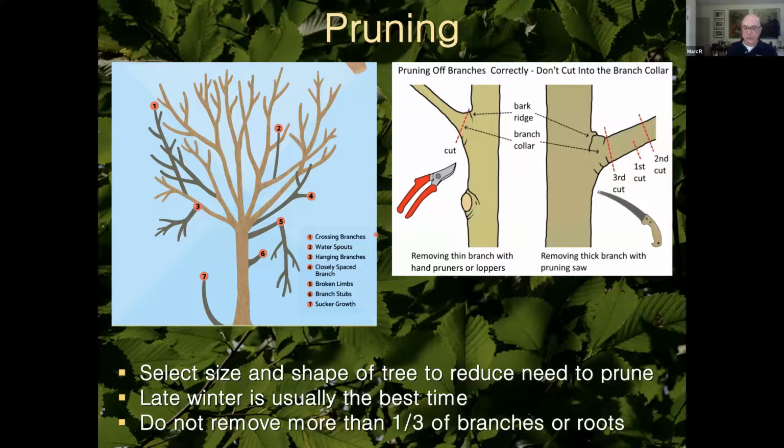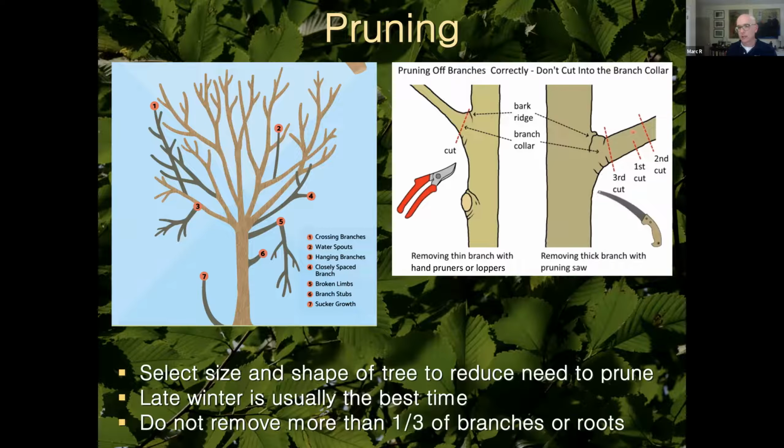Pruning, again, only do it when it's necessary. Hopefully you've got the right size tree for your situation. So you're focusing on disease or broken things, broken branches, or branches that are crossing and abrading. You want to prune them properly by leaving the collar of the bark there so it can grow over the cut, and use sharp implements.